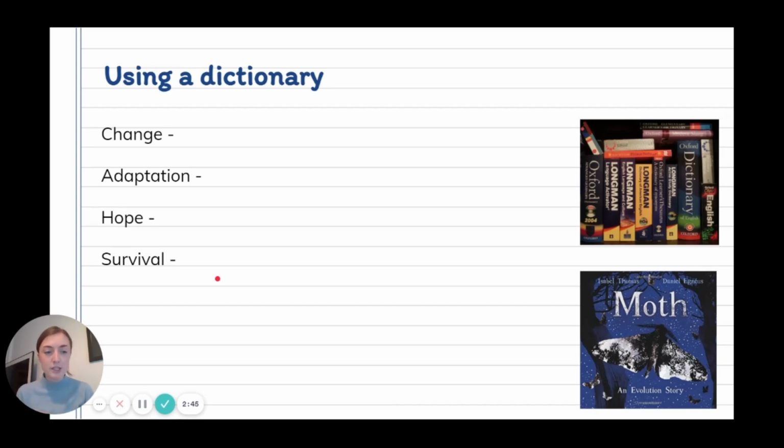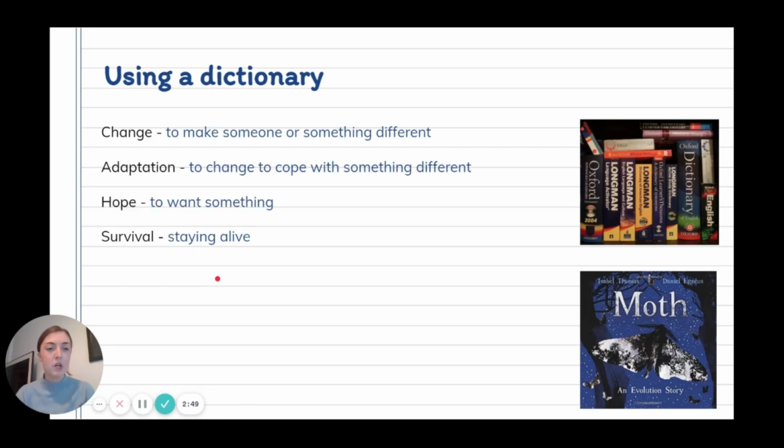Okay, so now we've looked those up, I can collect those definitions together. Change, to make someone or something different. So you change something, you make it different. Adaptation is when something changes to cope with something different. We have looked a little bit at this in science, and we're going to carry on learning about this in science. So, for example, a polar bear has white fur. It has changed the colour of its fur so it blends in with the snow.